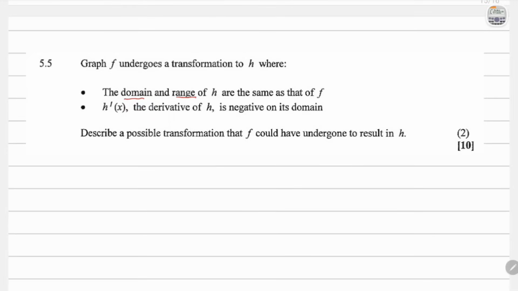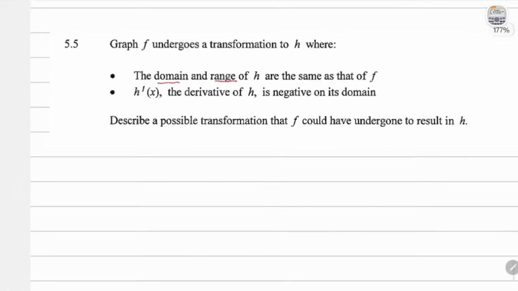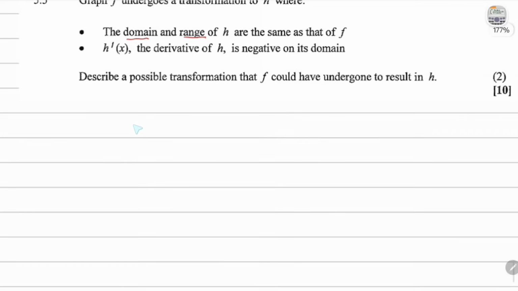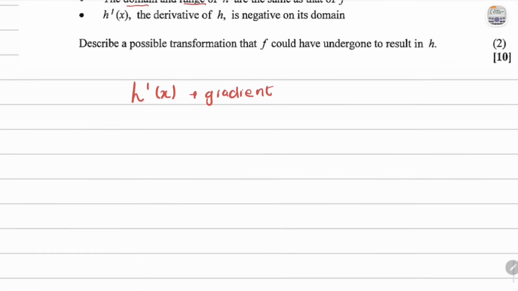Okay, you see, this is a hyperbola, and I know you're probably thinking, but now they're asking for the derivative of h. Remember that derivative, right? All it means is gradient, okay? So the derivative of h is referring to the gradient of h, and it's saying that the gradient is negative. Okay, so what does it mean for a gradient to be positive? If a gradient is positive, then it just means that the function is increasing.